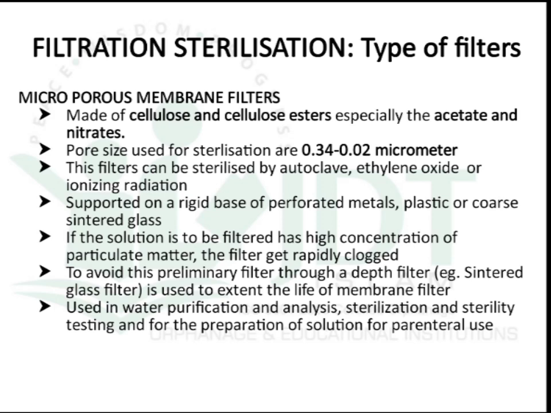Now next one is the microporous membrane filter. These are made up of cellulose or cellulose esters, especially acetate or nitrate, which have a pore size of 0.34 to 0.02 micrometer, and these filters can be sterilized by either autoclave, ethylene oxide or ionizing radiation. And these filters are supported on a rigid base of perforated metal, plastic or coarse sintered glass.